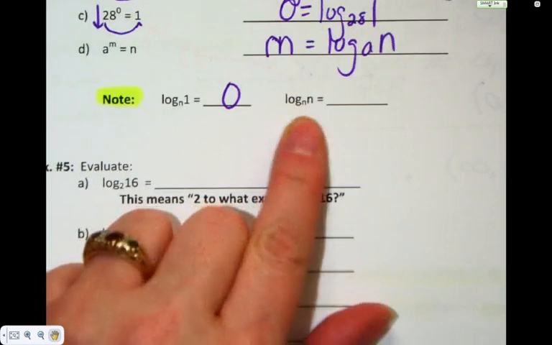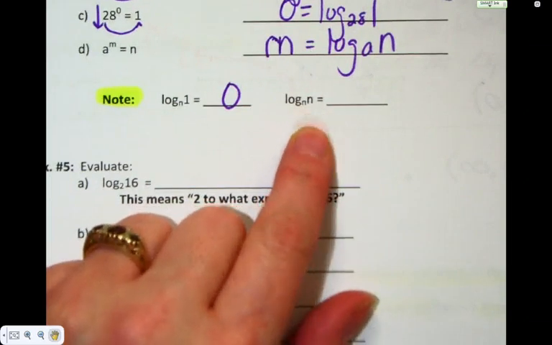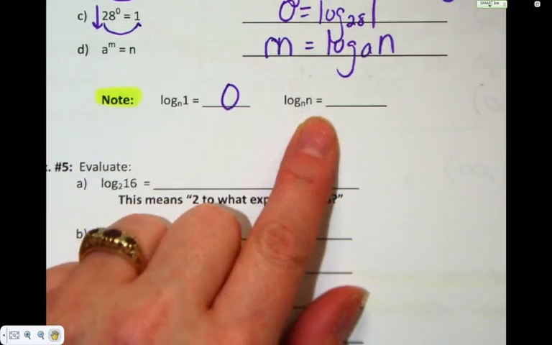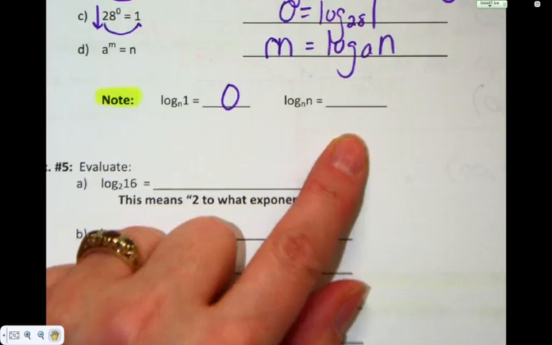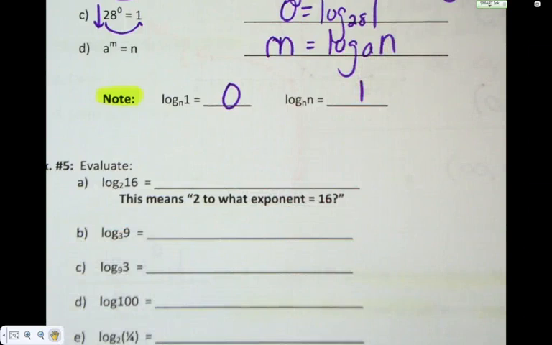If you have log base n of n, so the two numbers are exactly the same, for example log base 3 of 3, log base 5 of 5, log base 10 of 10, what does the answer always have to be? 1, because anything to the exponent of 1 is itself. So those are two you can do quickly because they're always going to be 0 and 1.